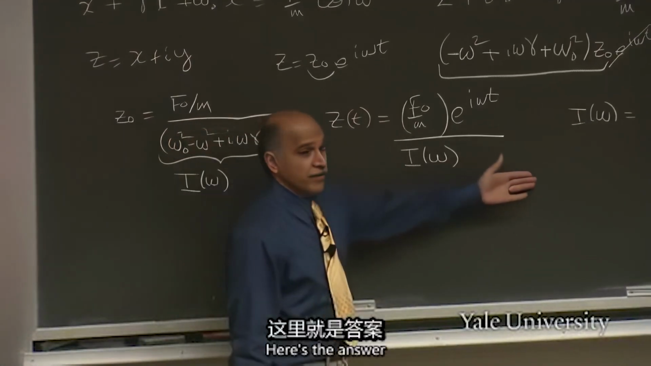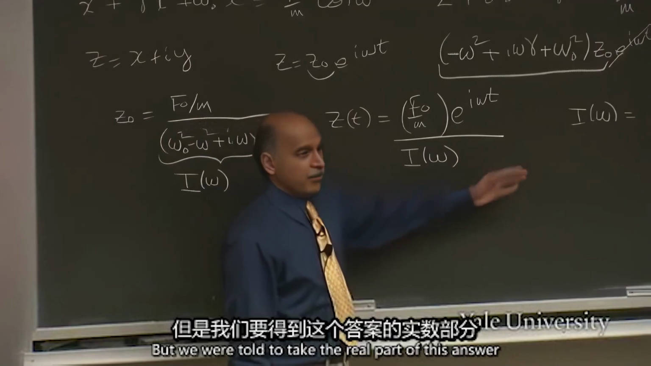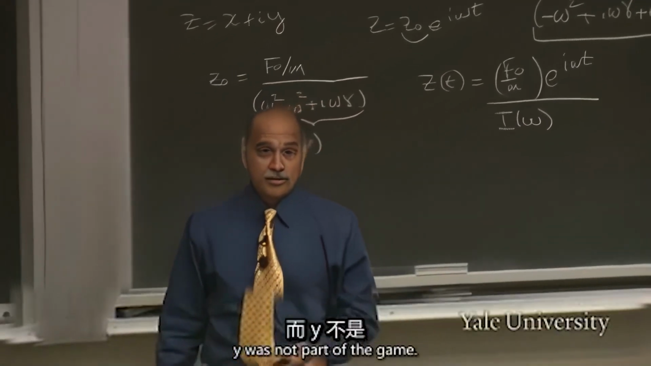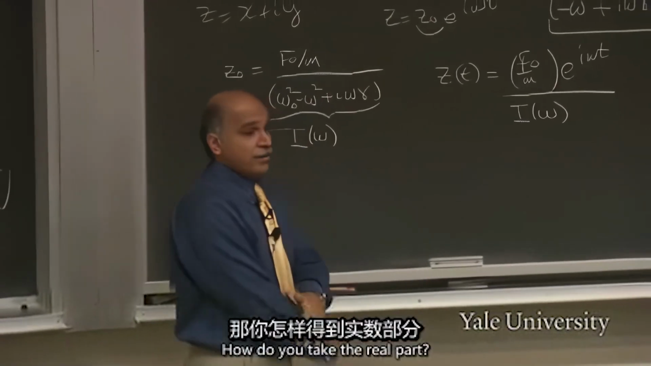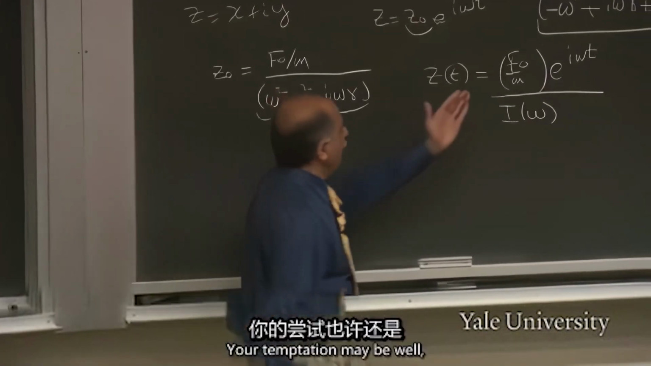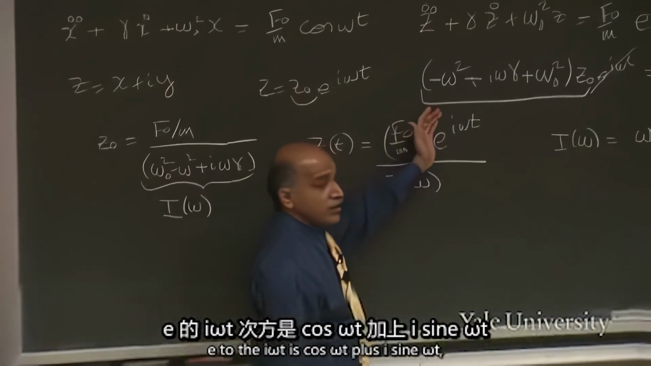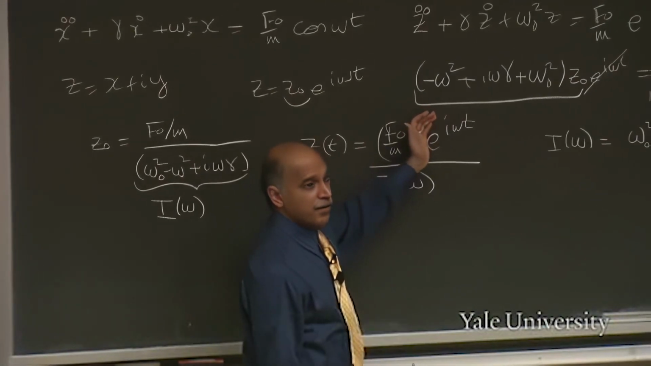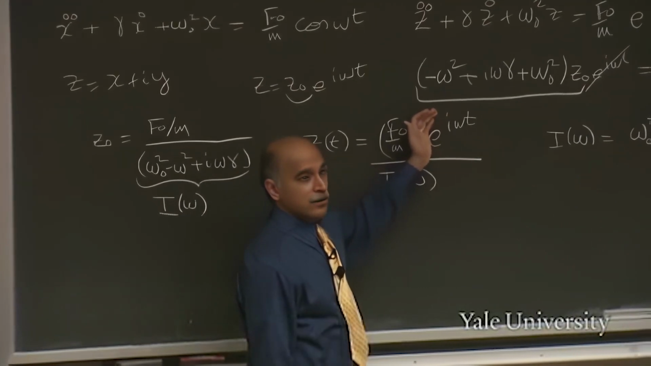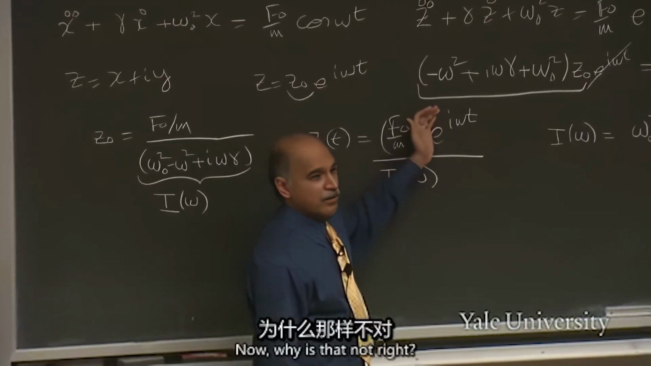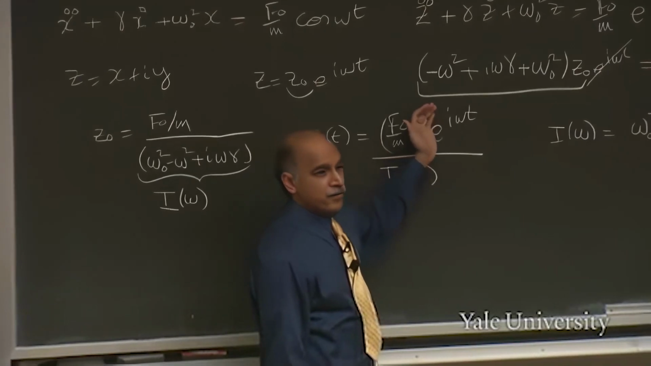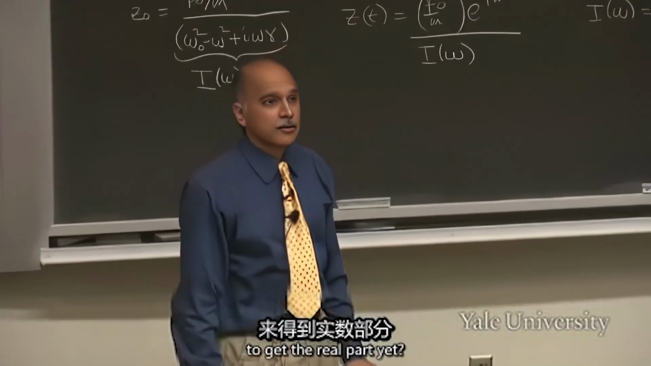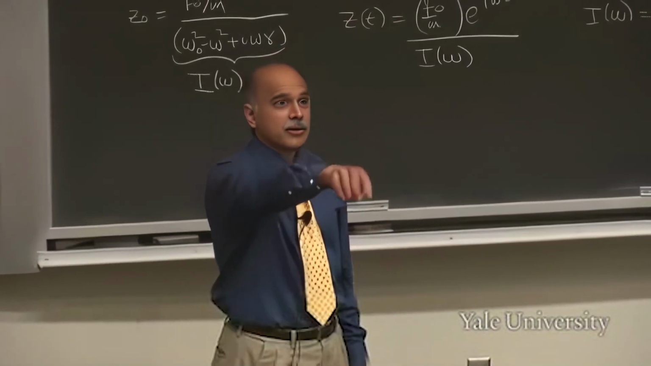Here's the answer. But we were told to take the real part of this answer because x was the real part of the answer, y was not part of the game. How do you take the real part? Your temptation may be, well, e to the i omega t is cos omega t plus i sine omega t, so drop the i sine omega t. But that would not be right. Why is that not right? Can anyone know why that's not the way to get the real part? Yes?